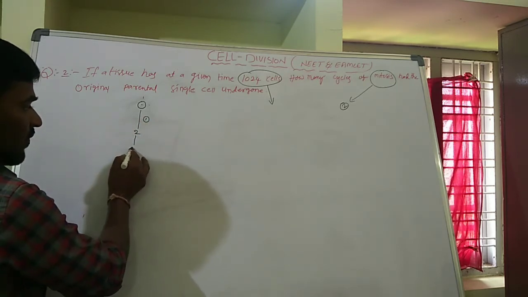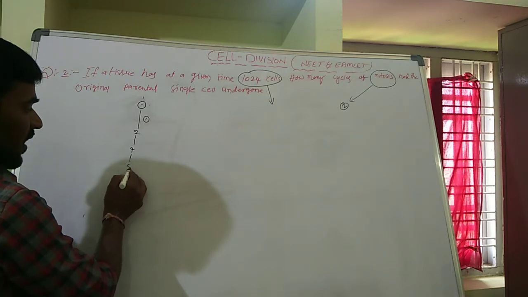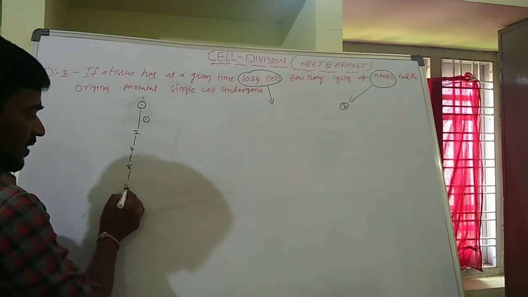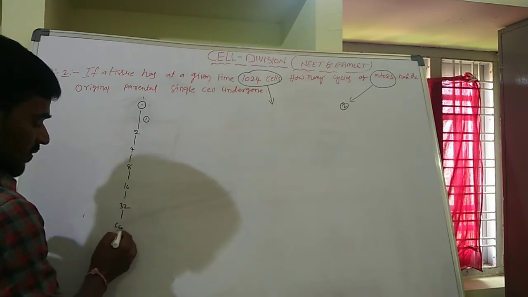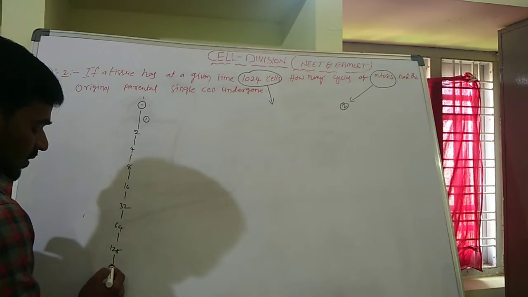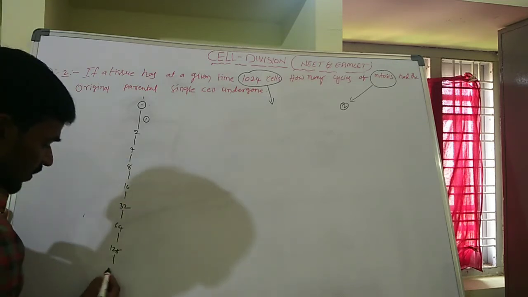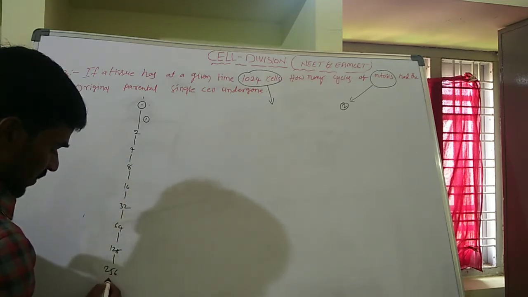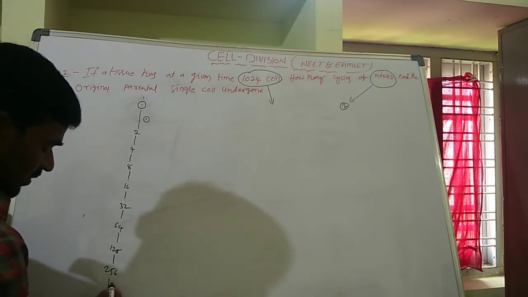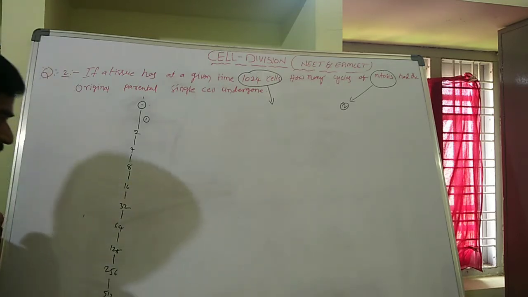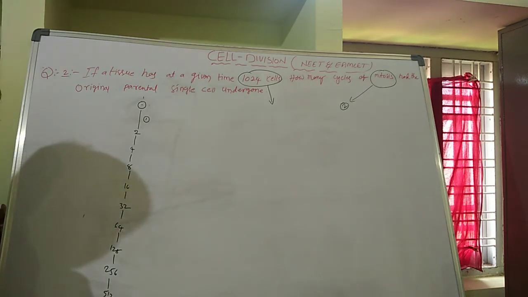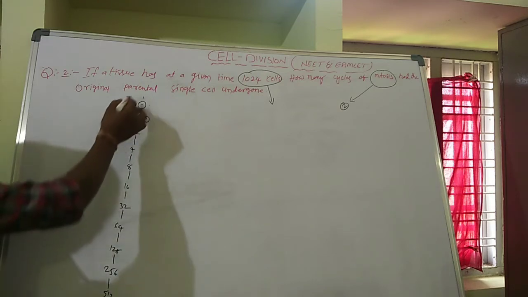Again, these 2 formed 4, formed 8. This 8 formed 16. This 16 formed 32. This 32 formed 64. 64 formed 128. 128 formed 256. 256 formed 512. 512 formed 1024, till formation of the 1024 cells from the single parental cell.